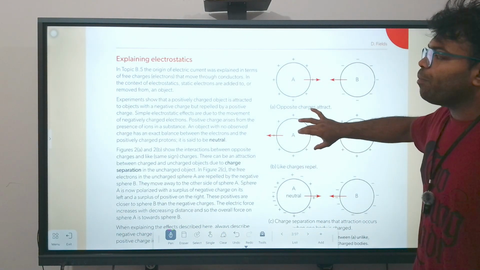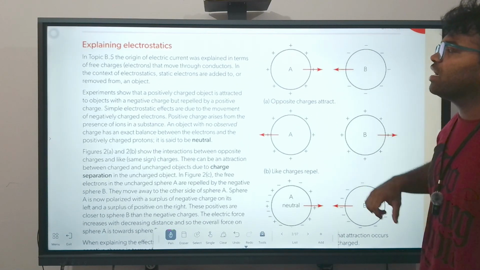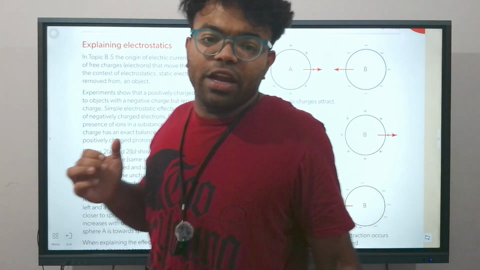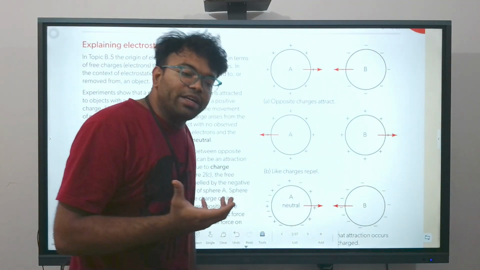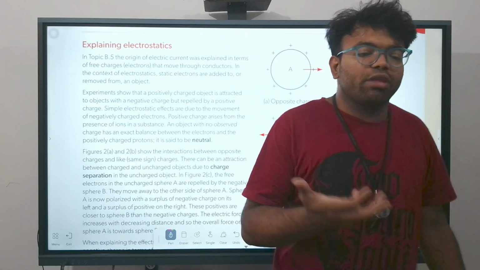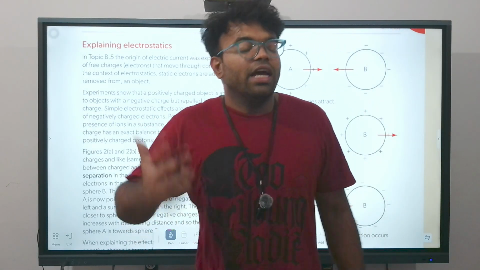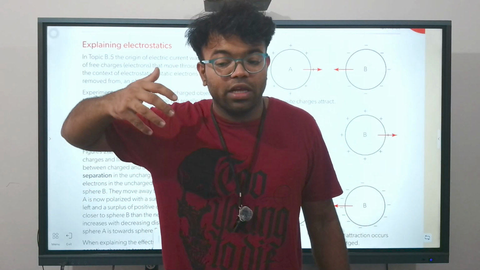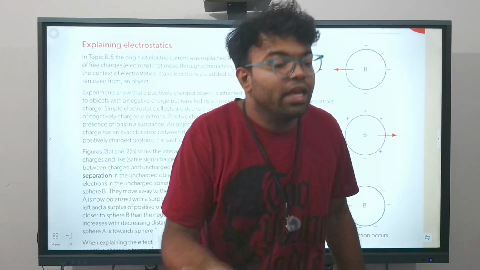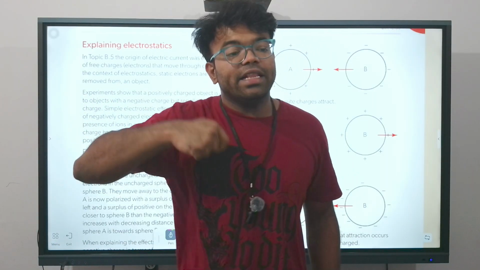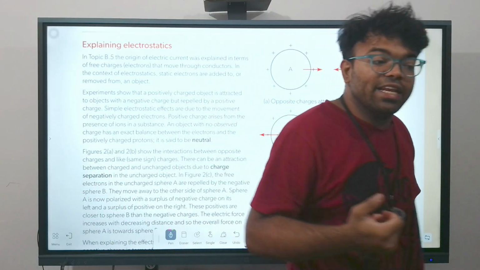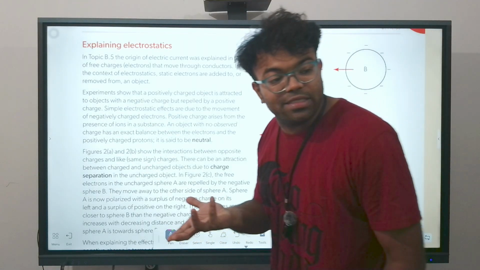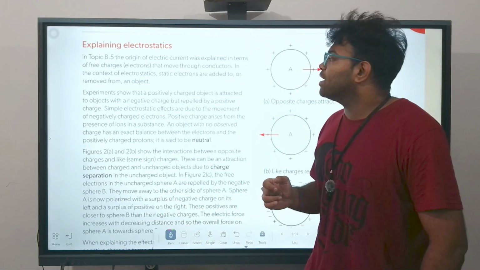In topic B5, the origin of electric current was explained in terms of free charges or electrons. Metals are able to conduct electricity because of the presence of free electrons. These free electrons are what allow the current to flow freely through the conductor, and the absence of free electrons in an insulator makes it a non-conductor of electricity.